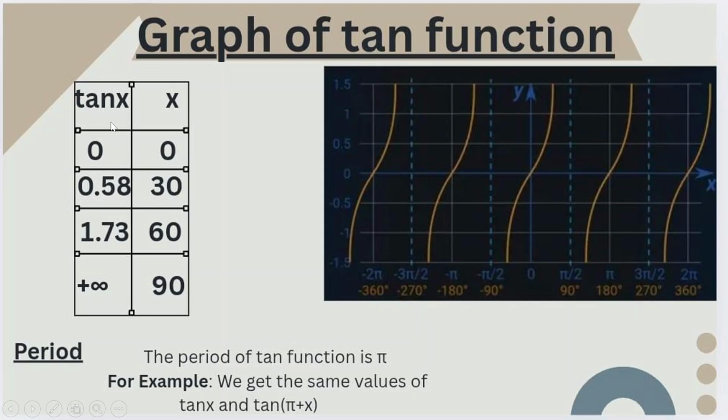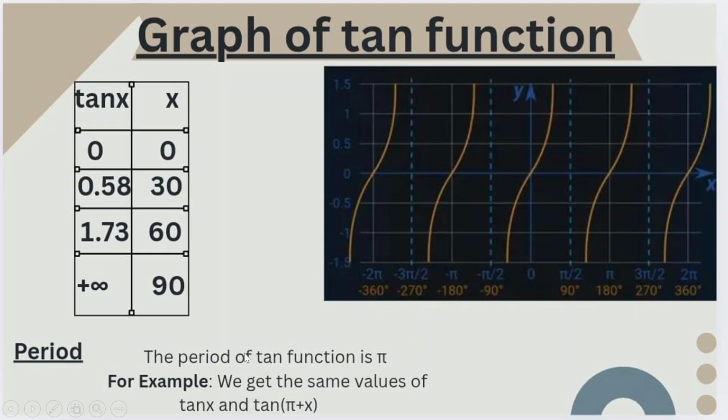If you put x equals 0, then the value of the tan function will be 0. Similarly, if we put x equals 30 degrees, 60 degrees, and 90 degrees, the values of the tan function will be 0.58, 1.73, and positive infinity. The graph of tan functions is represented in the side figure. Note that the graph of tan functions passes through the origin.